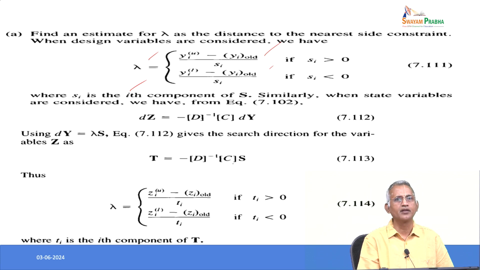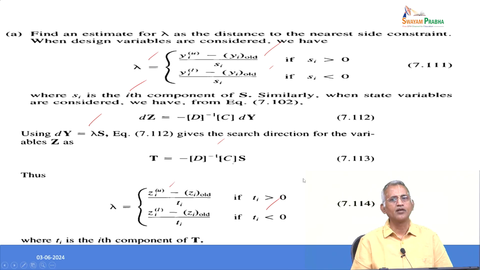Similarly, when state variables are considered, we have the equation dz equal to minus D inverse C into dy. So, dy equal to lambda S, and then the equation gives the search direction for the variable z. Therefore, T equal to minus D inverse C S. Thus, lambda equals z_i upper minus z_i old divided by T_i if T_i is positive, and z_i lower minus z_i old divided by T_i if T_i is negative, where T_i is the ith component of T.